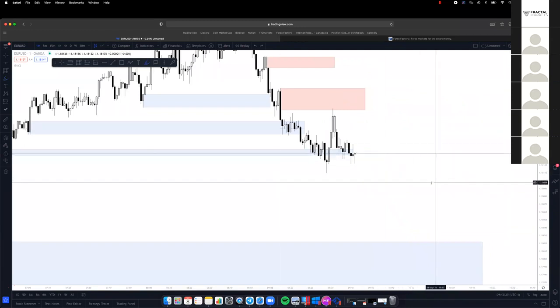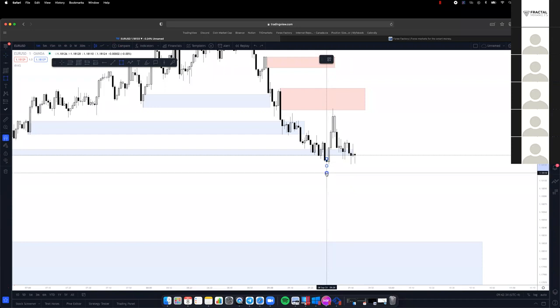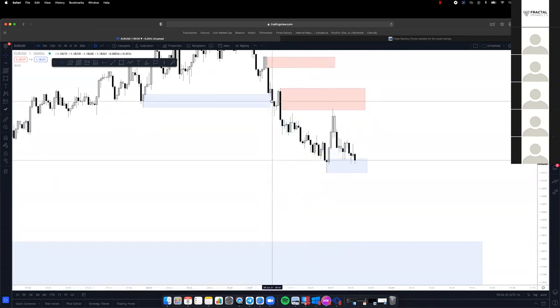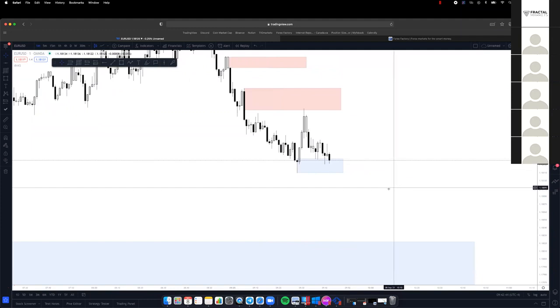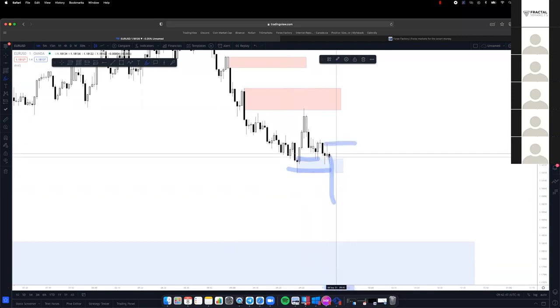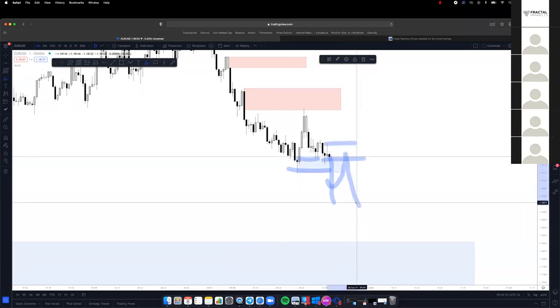So look at this. Okay, let's draw this out so that everybody is on the same page. We got demand here, right? Demand. This is all gone. We can get rid of all this now. If we break this demand level from right now, this is where we would take trades from.